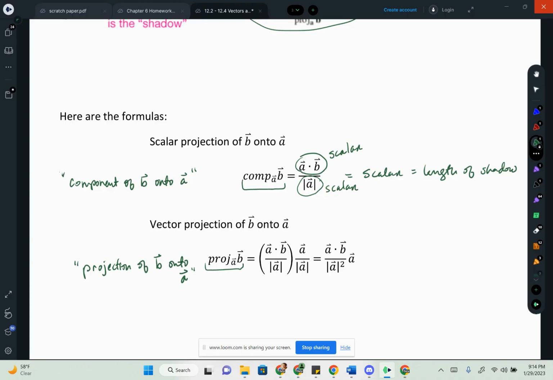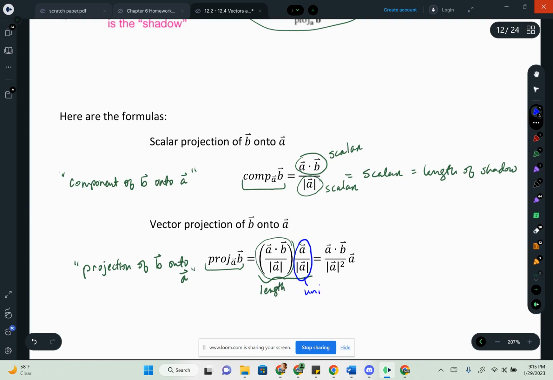The vector projection, on the other hand, notice in this format, there's a factor in here that is exactly the scalar projection, A dot B over the magnitude of A. That is just a number. Remember, it's a multiplier. Let's label that, that's our length. And then the A over the magnitude of A, that is a unit vector. So the projection of B onto A is a unit vector times the length, where the length is coming from the effect of B onto A.